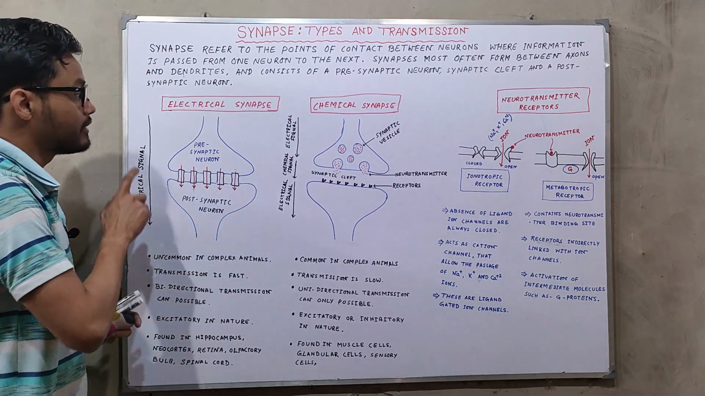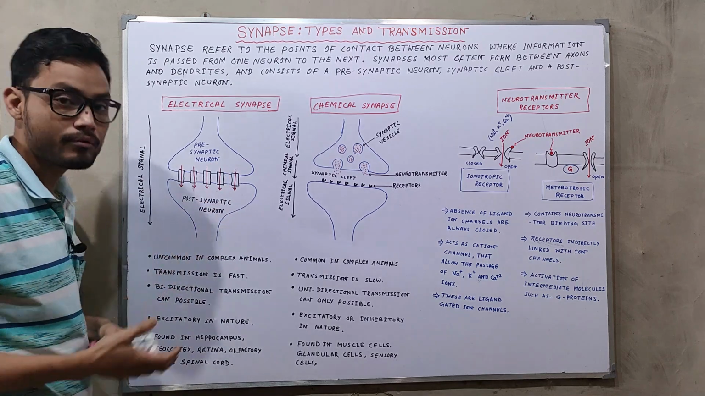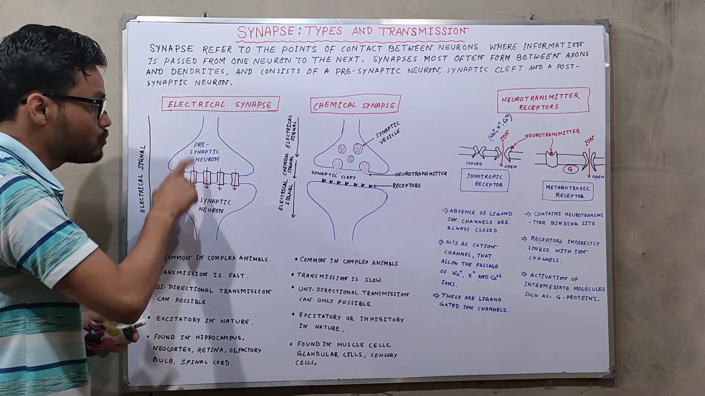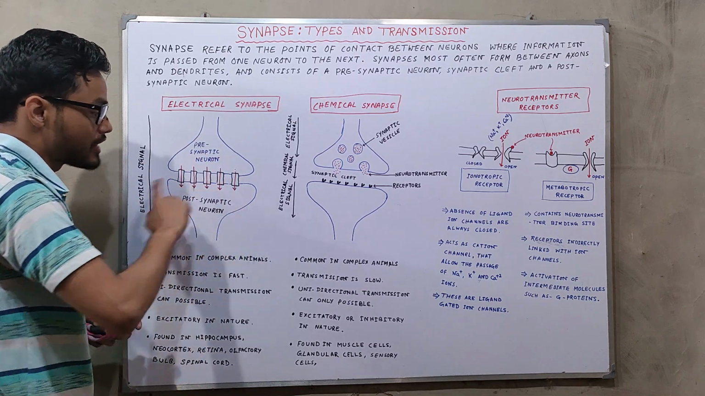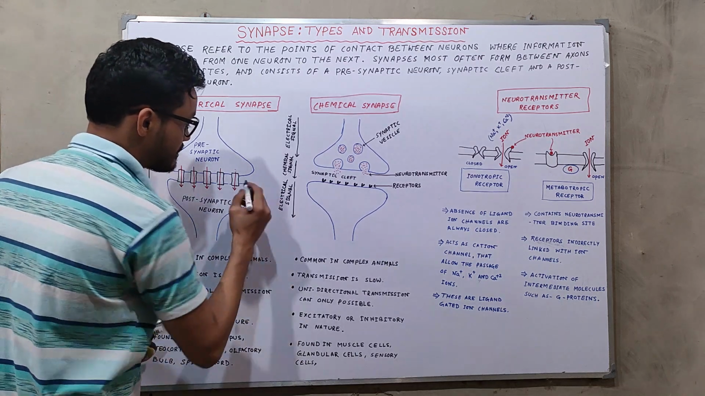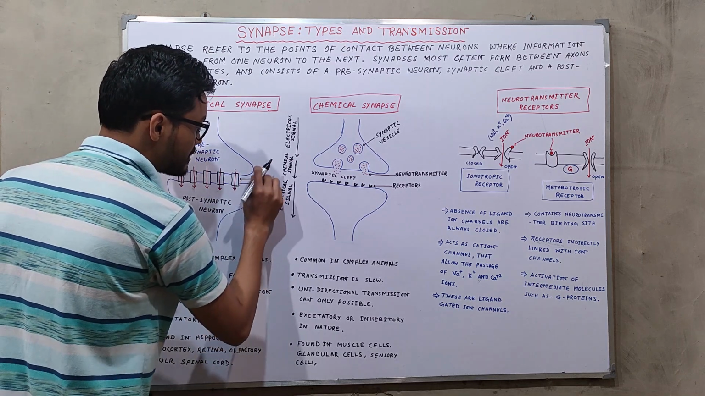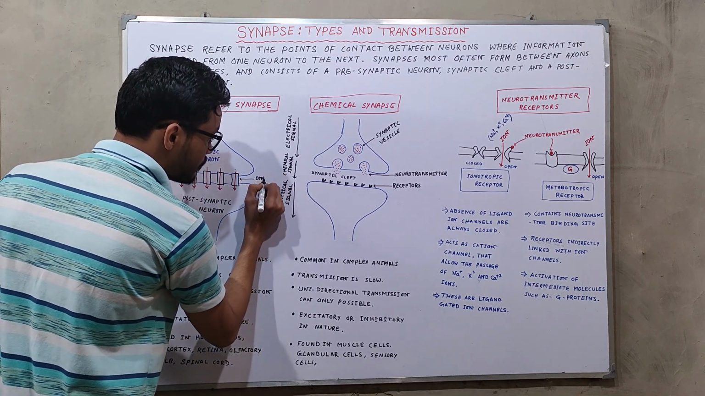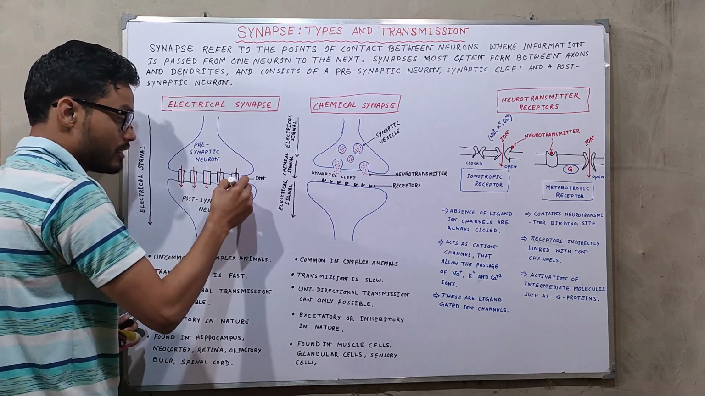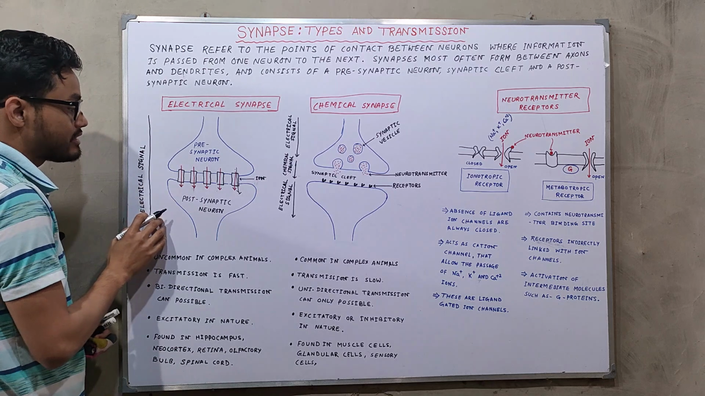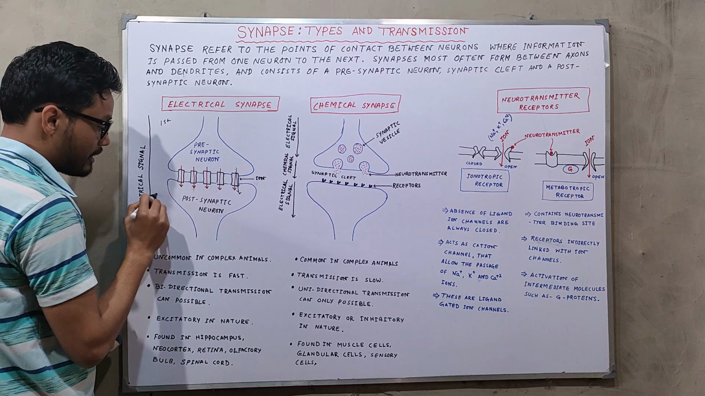In the case of electrical synapse, the presynaptic neuron and postsynaptic neuron are connected by ion channels. Particularly these channels are voltage gated ion channels. These ion channels directly transfer the electrical signals from one neuron to the next neuron, so the electrical signal passes from the first neuron to the second neuron.